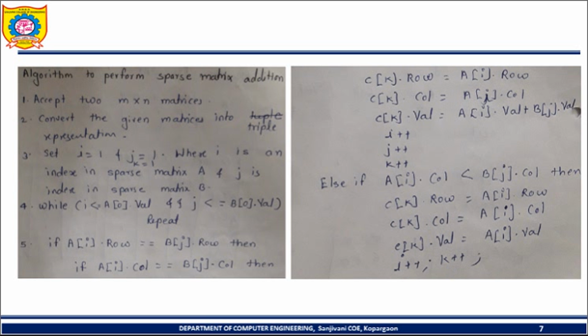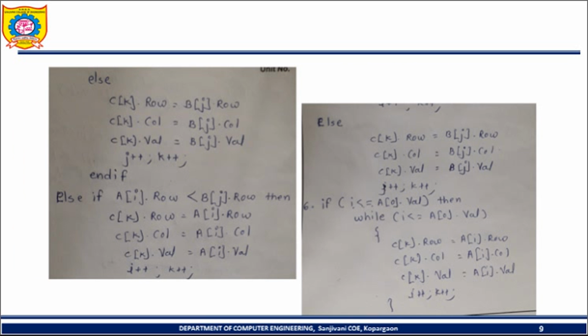Now if this condition is not true, it means the B matrix's column value is less than the A matrix's column value for the particular ith and jth rows. Then we copy B's jth row, column, and value into C's kth row, column, and value, and increment j and k.